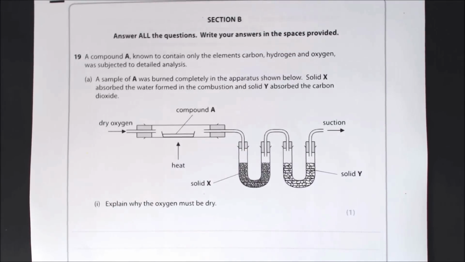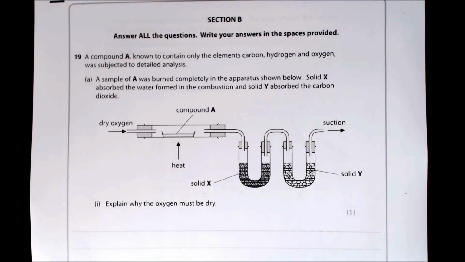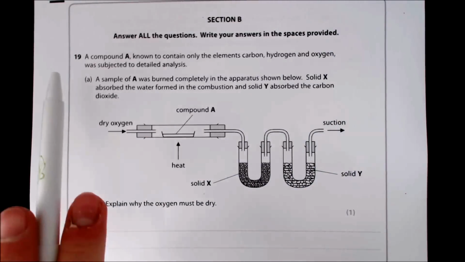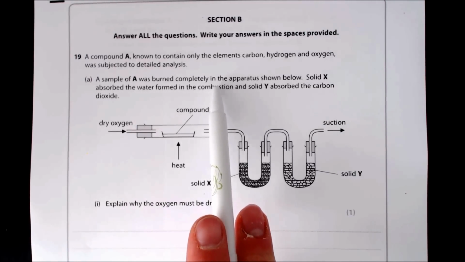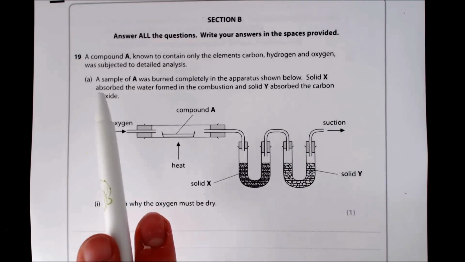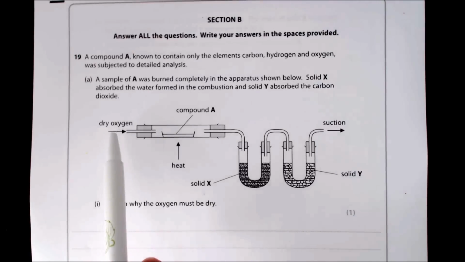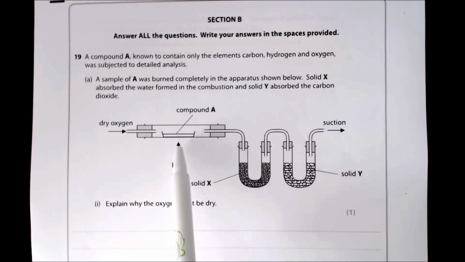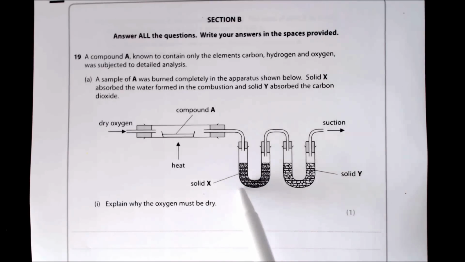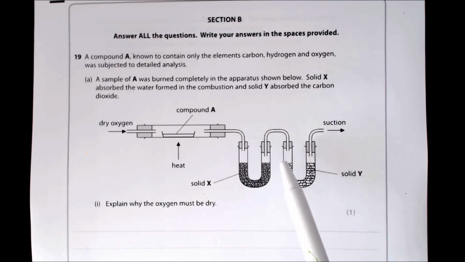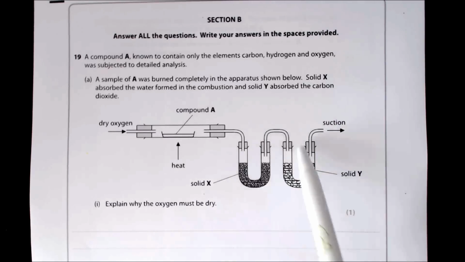Okay, so this is section B, question 19. It says a compound A is known to contain only the elements carbon, hydrogen and oxygen, and was subject to detailed analysis. A sample of A was burnt completely in the apparatus shown below. Solid X absorbed the water formed in the combustion, and solid Y absorbed the carbon dioxide. So here's our dry oxygen going in, there's our heat source, and we're going to heat it up and produce solid X and solid Y, and our suction over here. Okay, so this is just drawing it all through.